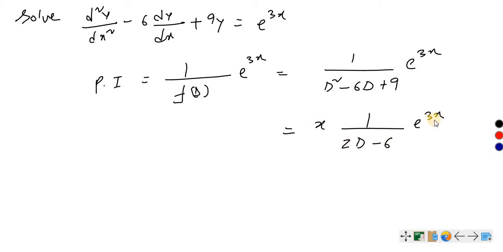Again you substitute the value of 3 here. You can see it is again 0: 2 times 3 is 6, 6 − 6 is 0. So again we will differentiate this. We multiply by x again, so it will become x²/2 e^(3x). So this is the particular integral for this problem. What we have seen here is that if the denominator part becomes 0, we have to differentiate it, and along with that we have to multiply by x in the numerator. So this is what we have learned about the first rule.